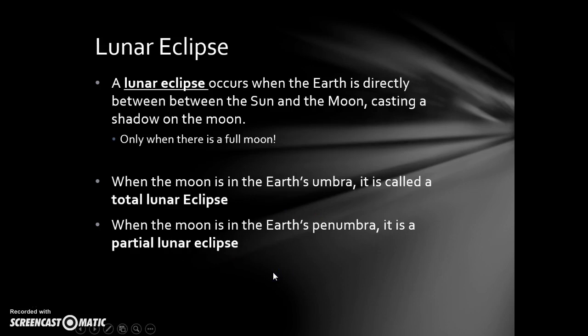A lunar eclipse occurs when the Earth is directly between the sun and the moon, casting a shadow on the moon. This only happens when there's a full moon. So when the moon is in the Earth's umbra, it's called a total lunar eclipse. When the moon's in the Earth's penumbra, it's a partial lunar eclipse. Same concept as the solar eclipse. A total one, the whole moon gets blocked out. That's like the one we had in September, the blood moon. That was a total lunar eclipse. And when the moon is in the Earth's penumbra, it's a partial lunar eclipse. So only part of the moon gets blocked.